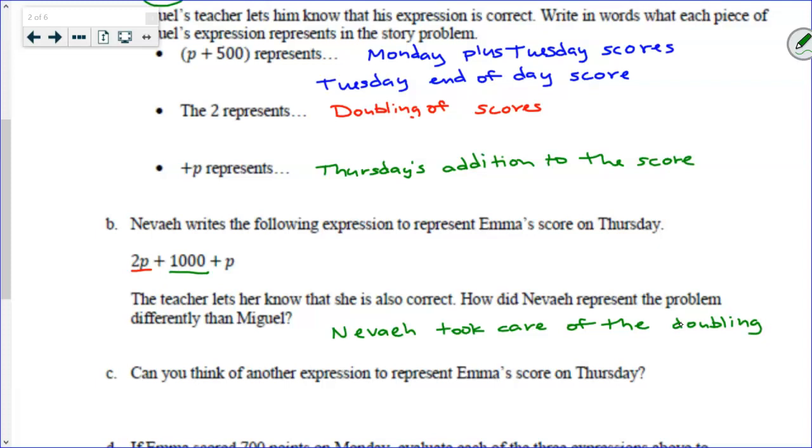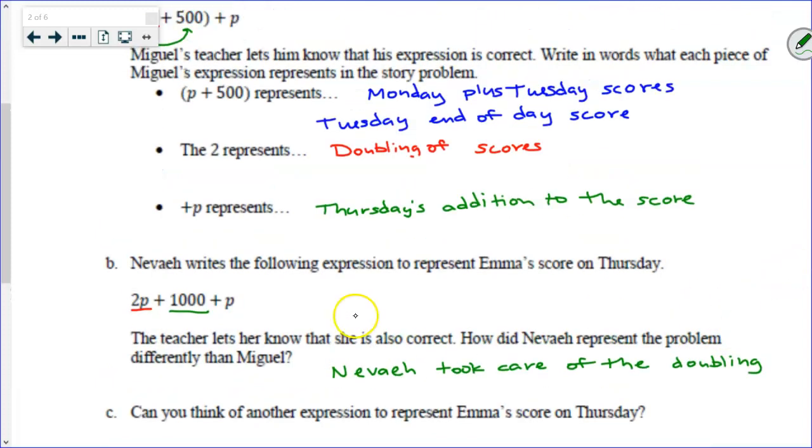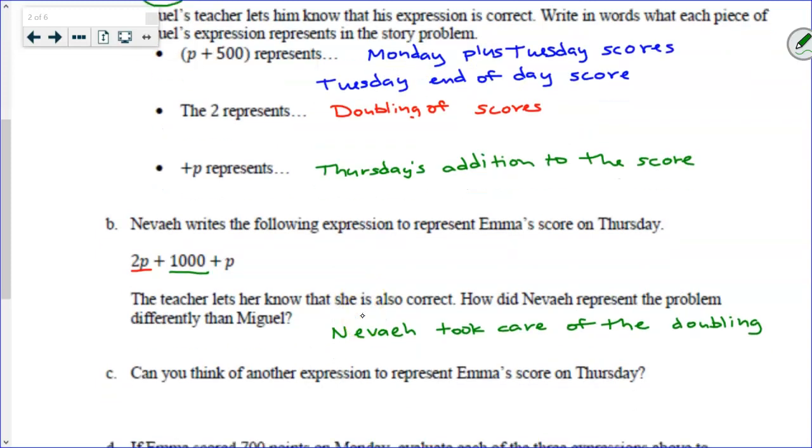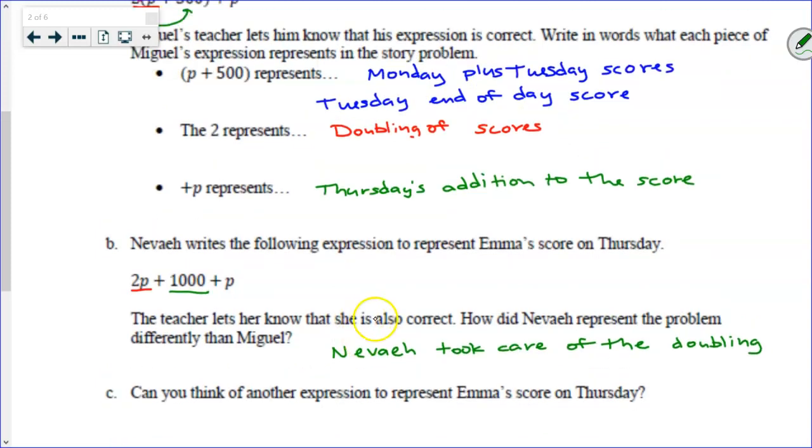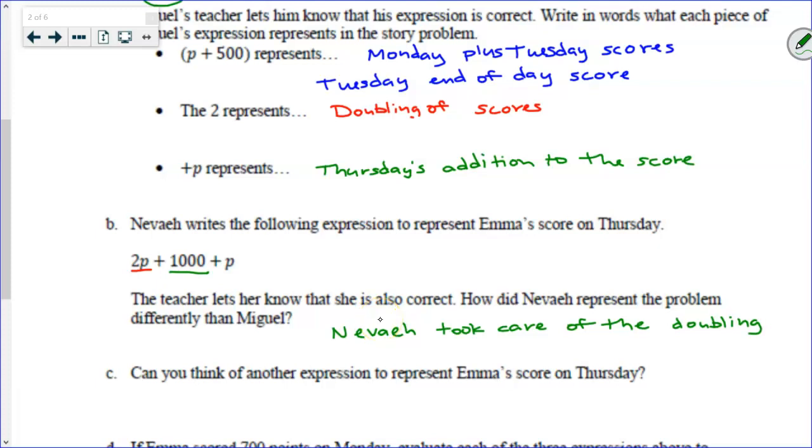Okay. And didn't Miguel's teacher say that they are both correct? Yeah. So they are both correct. Is one more correct than the other? I would say no. However, Jaden, go ahead. Exactly. So they're both correct. Okay. Yes, they both have correct expressions.